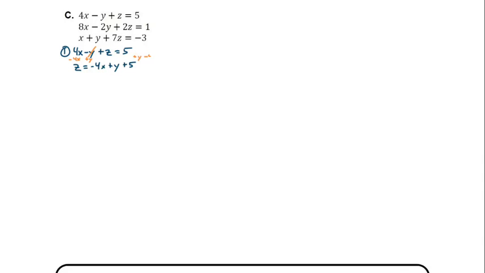That's what happened. Alright? You're in Algebra 2 now. It's time to start going a little bit faster. Alright? So, we got that down. We solved step 1. Step 2. Plug it in. So, I used the first one already, so I got to use the second two. So, I've got 8x minus 2y plus 2, times negative 4x plus y plus 5 equals 1.